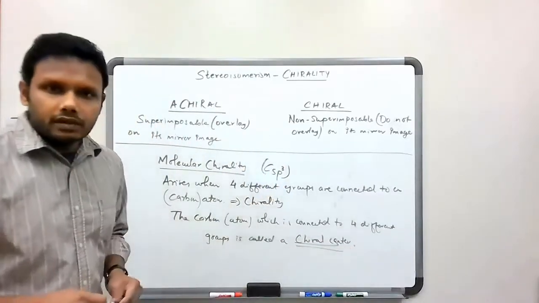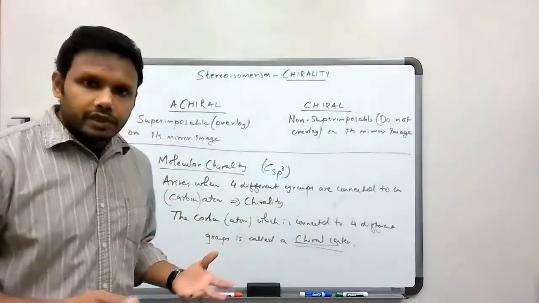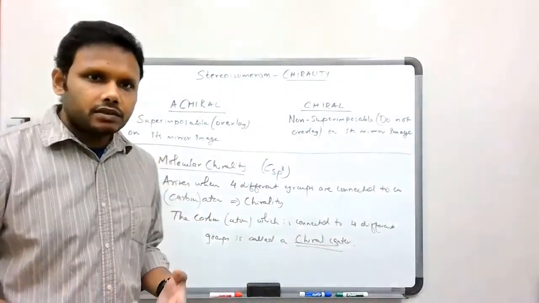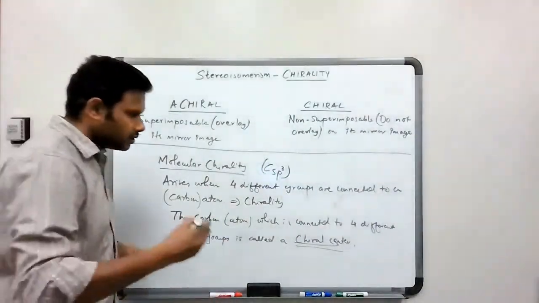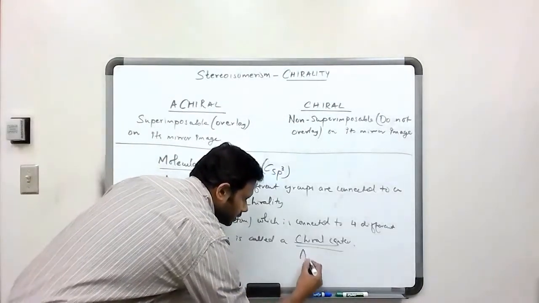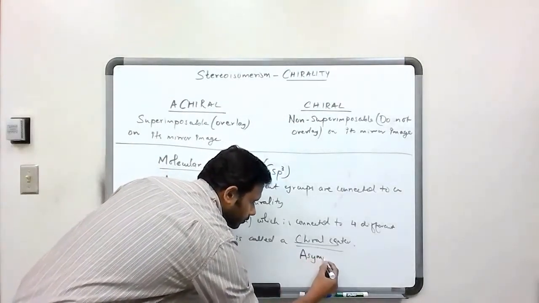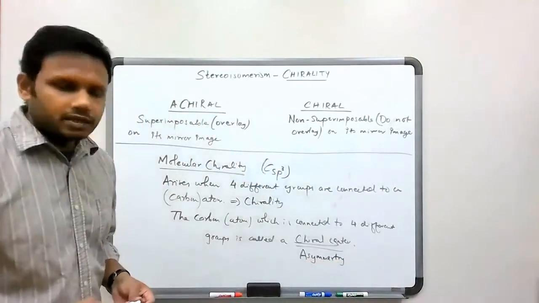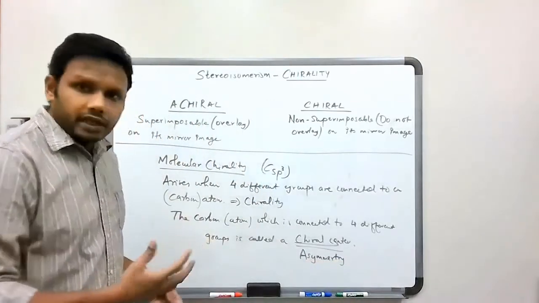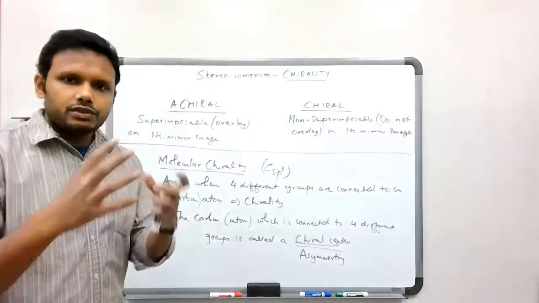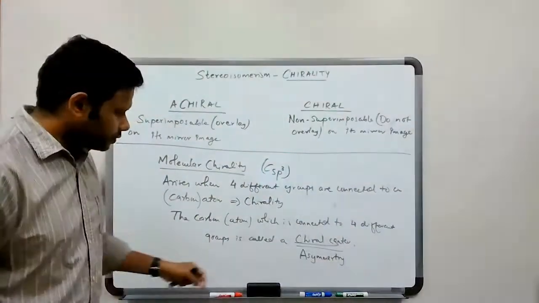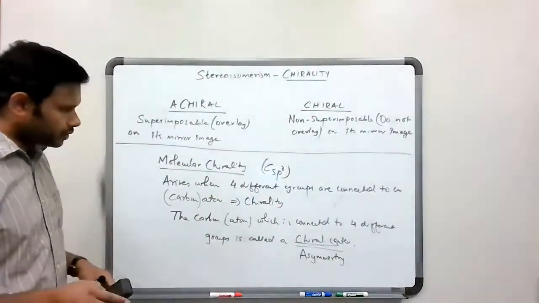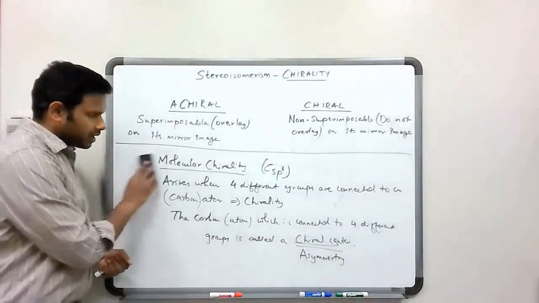And like I said, there are different names. It is sometimes called a chirality center, an asymmetric center, an asymmetry center, things like that. These are all names for a carbon which is connected to four different groups. It could be another atom that's connected to four different groups. So let's look at some examples of this.